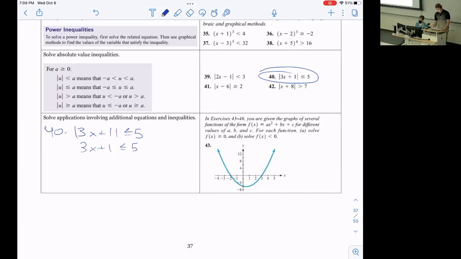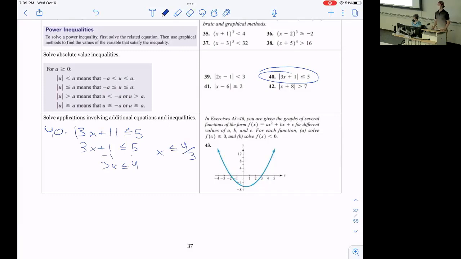Now, we can go ahead and solve this. Let's go ahead and get, if we subtract our 1, we get our 4 over here, which is less than or equal to 3x. And so we would get x is less than or equal to 4/3. That's one of our solutions.